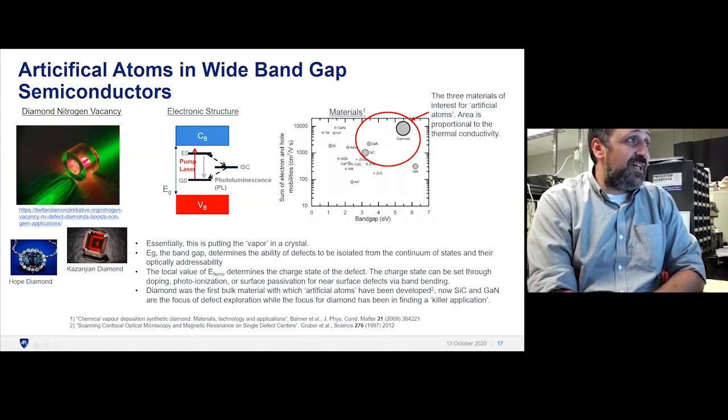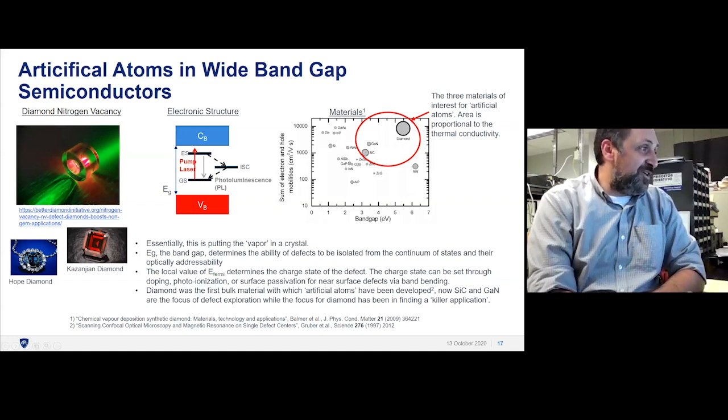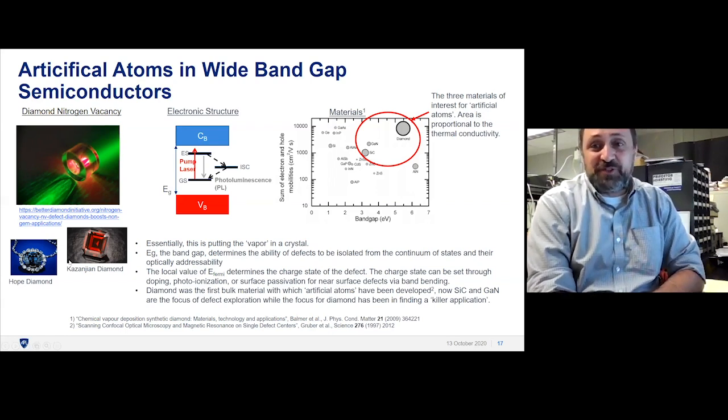So you put in green light and you get red light out, and you have a beautiful picture of it. How they did that, I have no idea, but that's one of the prettiest pictures I've seen to show that fluorescence. And so here's examples of diamonds with defects that have these beautiful colors.